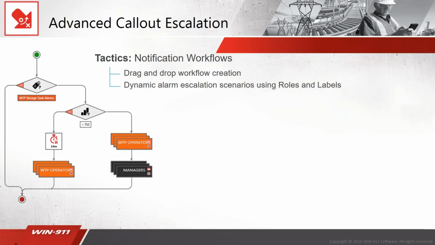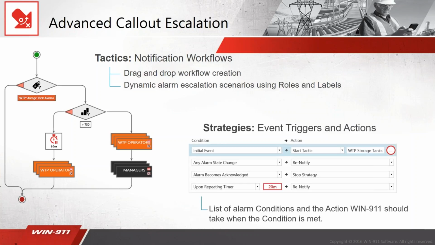So once you create all your tactics, you can create what we call strategies. Strategies are what drive the escalation within Win911. So when Win911 gets an alarm, it's going to be in a certain condition. And depending on that condition, you tell Win911 what to do. So on an initial event, you would want to start a tactic. So start the call out list on the left there.